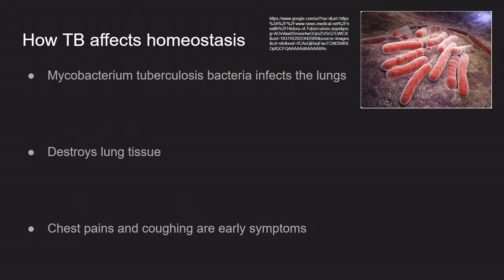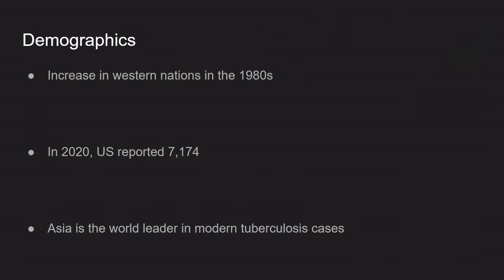Now I will move on to the final part of my presentation, which is the demographics, particularly how the US compares to other countries, and mostly where it is in the world and stuff that has happened in modern age with tuberculosis. So, tuberculosis is pretty much everywhere. It's hard to find a country that doesn't have a case unless it's severely isolated or has very good health care. Now, the US in 2020 only reported 7,174 cases, which is very small, but it still exists.